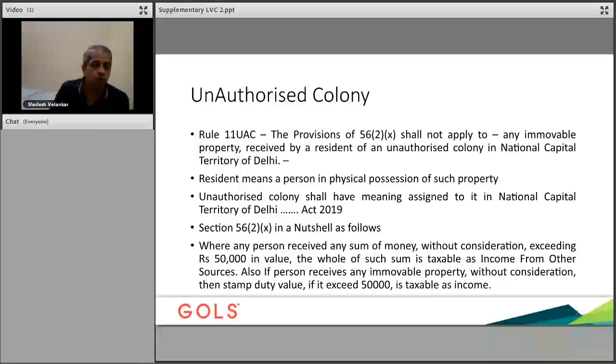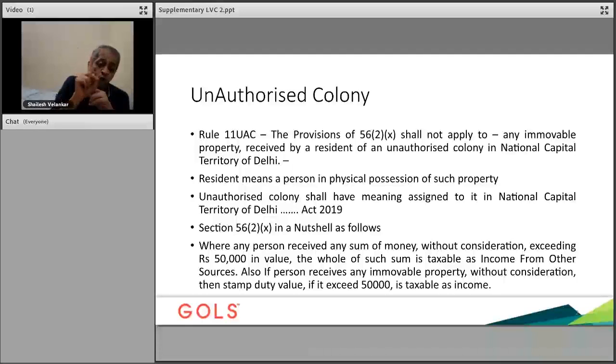Okay. Now let us correlate these two sections. If a person is receiving any flat or house as a gift, it becomes the income of the receiver. If I'm receiving the flat as a gift, the stamp duty value becomes my income. Number one, as per Section 56(2)(x).